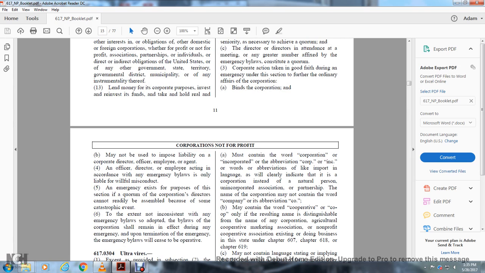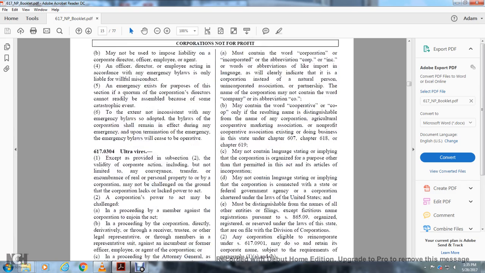An emergency exists for the purpose of this section if a quorum of the corporation's directors cannot readily be assembled because of some catastrophic event. Consistent with this, any emergency bylaws so adopted by the corporation shall remain in effect during any emergency, and upon its termination the emergency bylaws will cease to be operative.